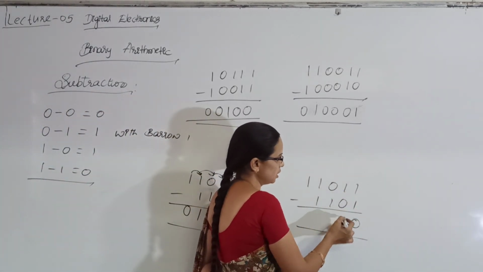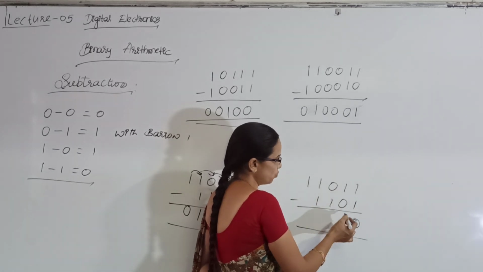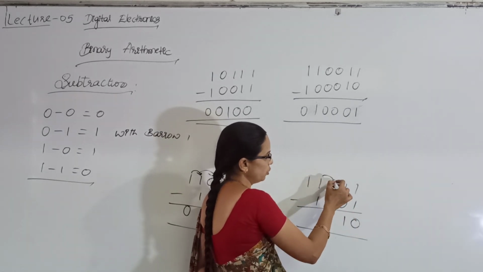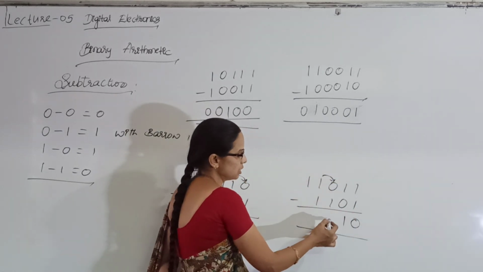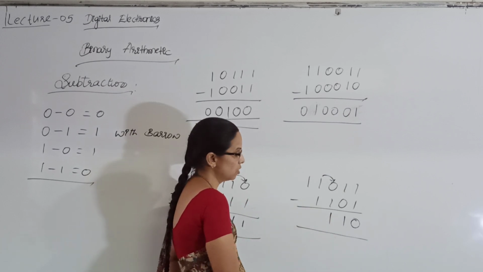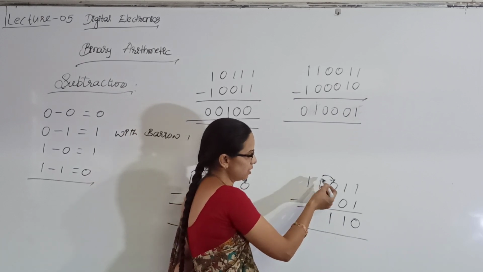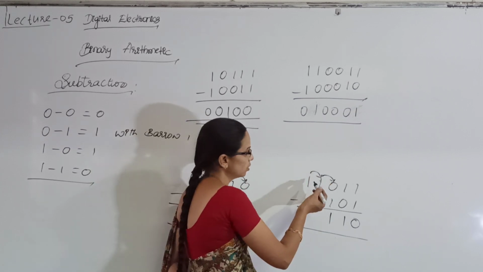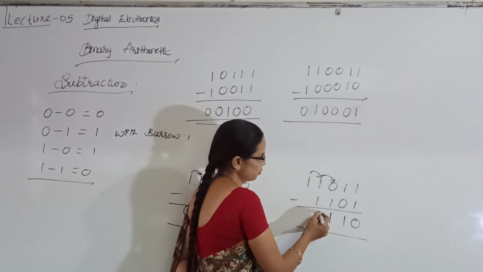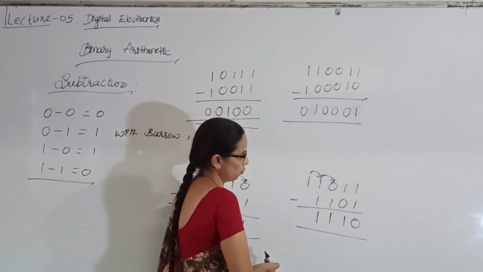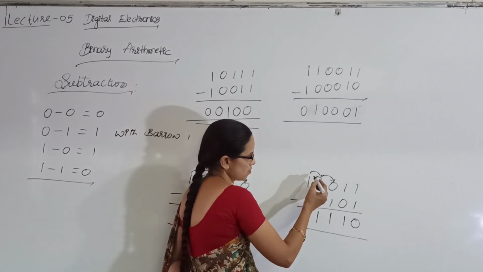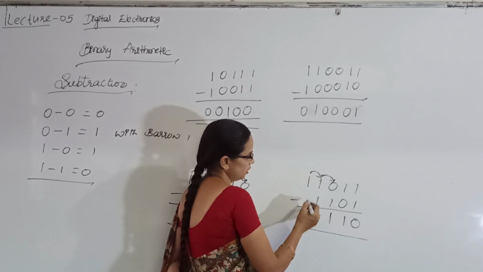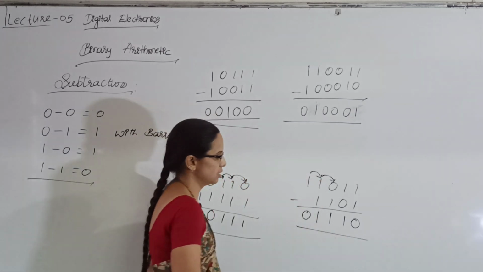1 minus 1 is 0, 1 minus 0 is 1, 0 minus 1 you cannot do, 2 minus 1 you can do, that is 1. Here it is again 0, I have to again take a borrow here. Then 2 minus 1 is 1, here it is 0, 1 1 1 0 it is.